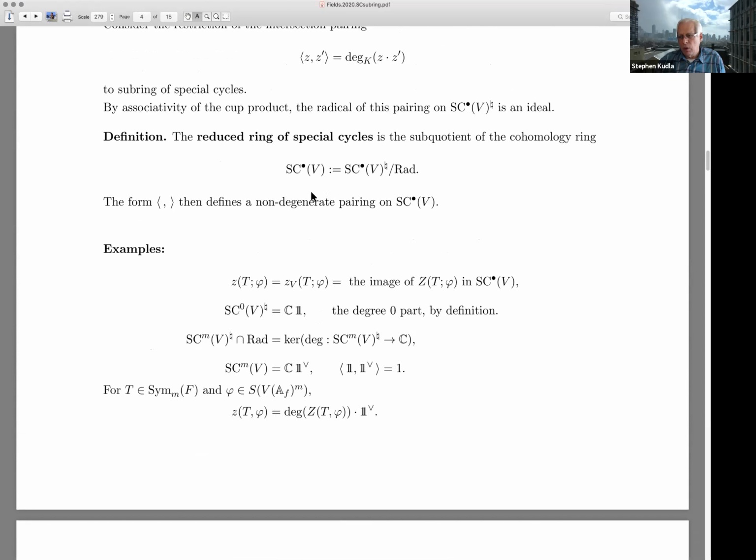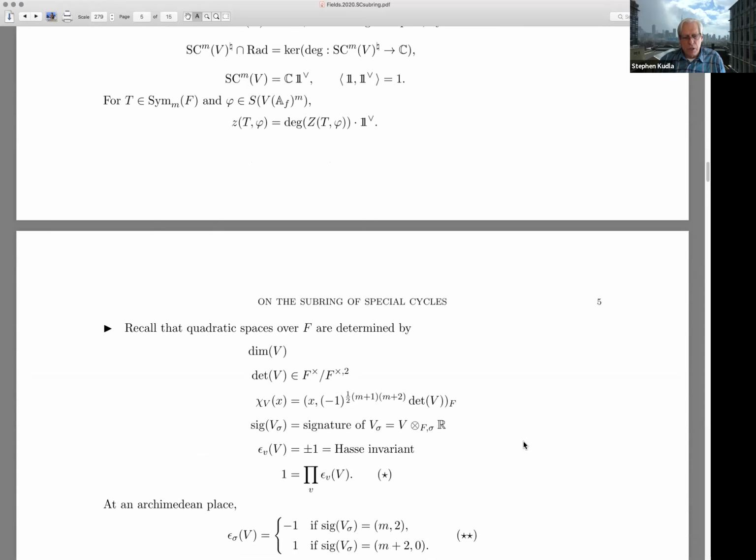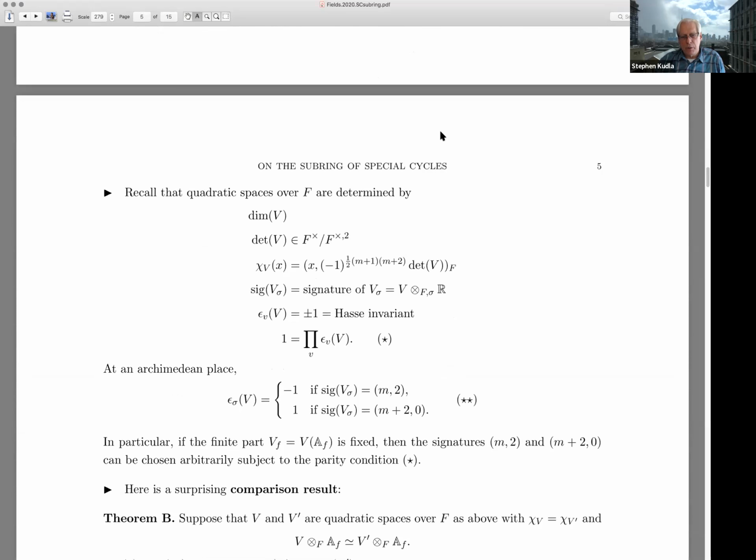So in any case, for every one of these v's, I've defined this ring of reduced special cycles. And so just as a reminder, quadratic spaces over the field F are indexed or characterized by their dimensions, their determinants, which determine the character, a quadratic character. This is what would be called the discriminant here. This is the Hilbert symbol, global Hilbert symbol, and this gives a quadratic character of the Galois class group, and the signature. And finally the Hasse invariants, which are plus or minus 1 at each place. And the Hasse invariants are subject to the product formula equals 1.